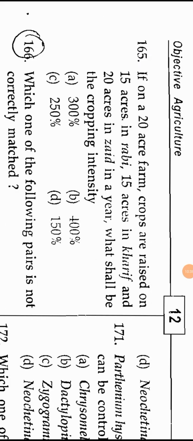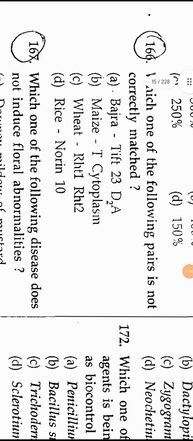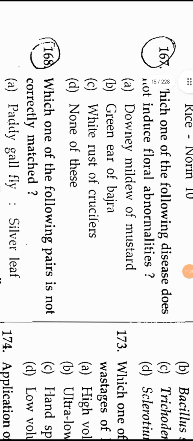Question number 165. If on a 20-acre farm, crops are raised on 15 acres in Rabi, 15 acres in Kharif and 20 acres in Zaid in a year, what shall be the cropping intensity? It should be 250%. Which of the following pairs is not correctly matched? Which one? It's rice, Nor 10. Which of the following diseases does not induce floral abnormalities? It's downy mildew of mustard.